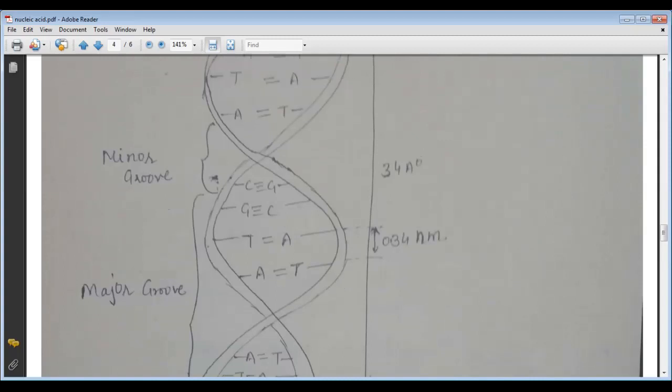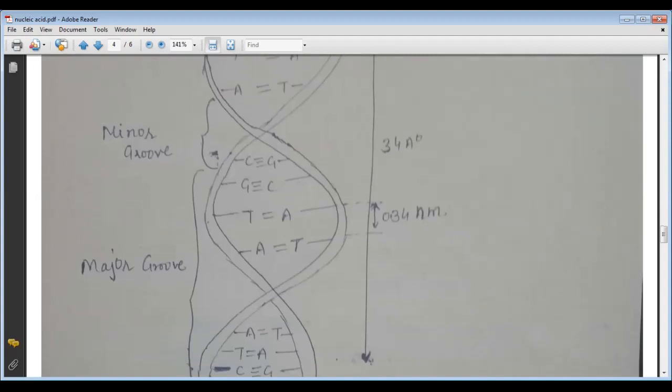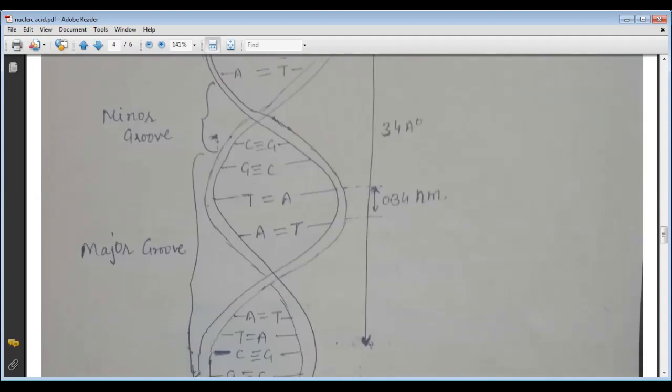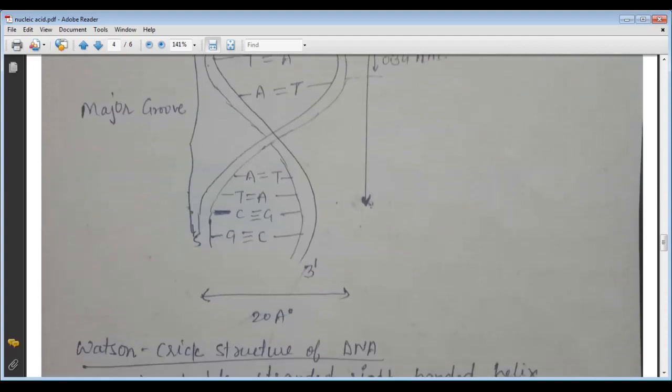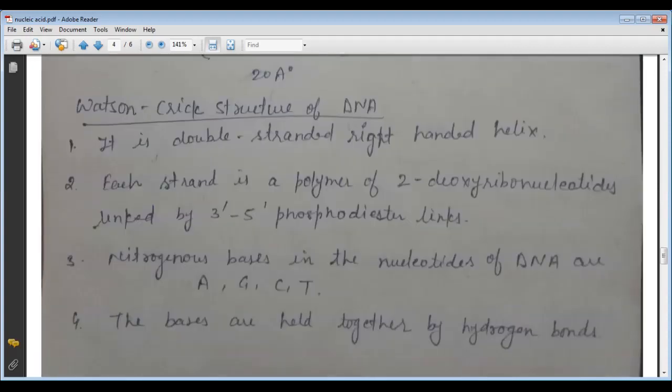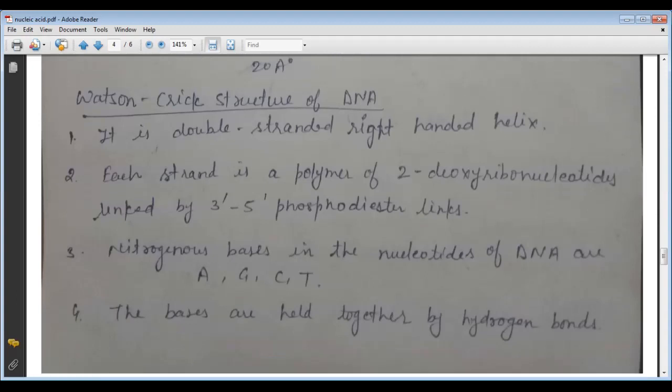In this diagram we can see the bases attached together, where cytosine is attached with guanine by 3 hydrogen bonds, and again guanine and cytosine by 3 hydrogen bonds. Thymine and adenine are attached by double hydrogen bonds, and adenine and thymine also by double hydrogen bonds. So this is the Watson and Crick DNA structure. According to Watson and Crick, it is a double stranded right-handed helix.